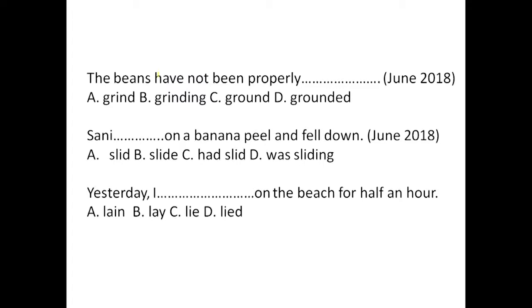Indication being the verb have. Okay, the beans have not been properly what? Of course, ground. We have looked at a number of questions. You see how the question repeats. So A is wrong. Of course, B again is wrong. C is our answer, and of course D is very, very wrong. I've given you the meaning of D, grounded, of course.